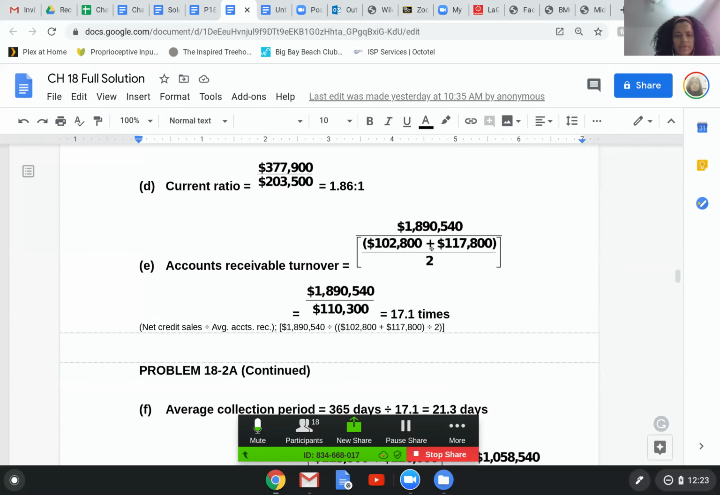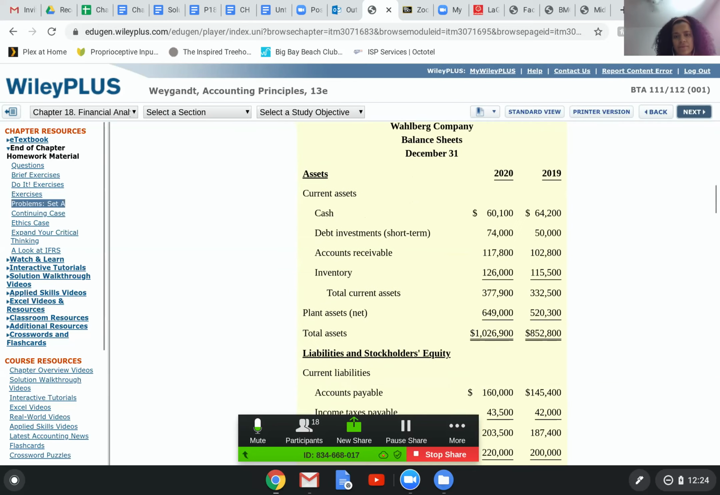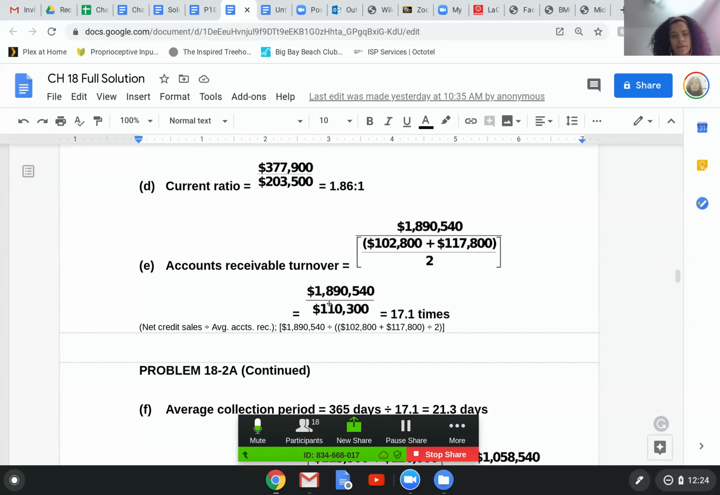Accounts receivable turnover. So where do these numbers come from? You remember, you want to look at the formula. It's net credit sales divided by the average accounts receivable. Average always means the beginning balance plus the ending balance divided by 2. If we go to the question, your sales for 2020 over there, remember the question said they're all credit. So you can take this entire number, and then you take the two accounts receivable balances and average them out. You add them together and divide by 2. That should have come to 110,300 as the average accounts receivable.